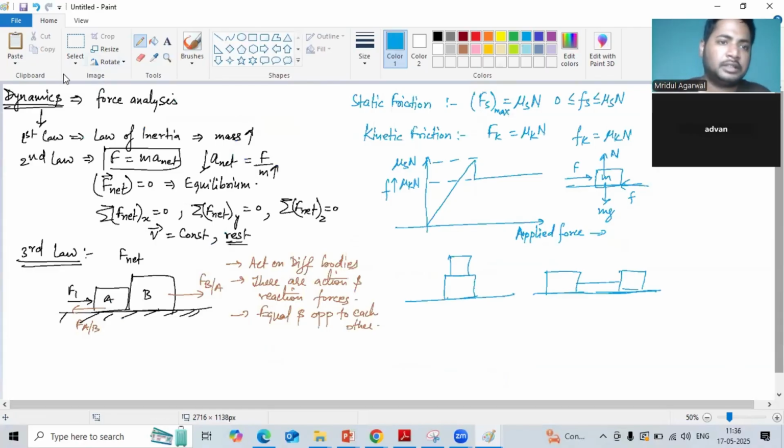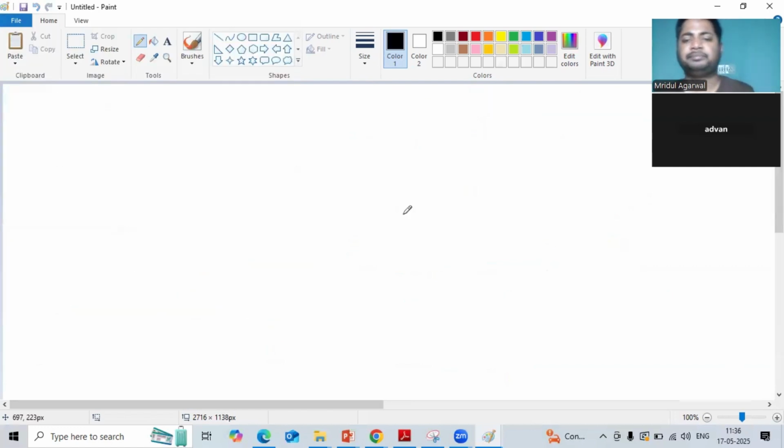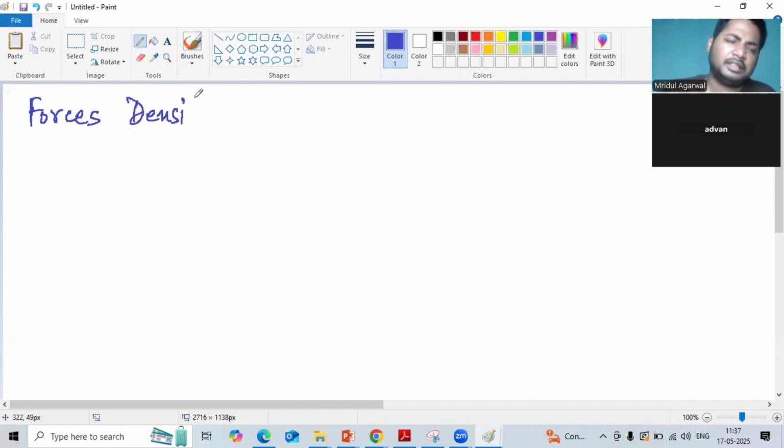The third chapter. Now if you talk about the next chapter, that is forces, density and pressure. So basically we have already talked about forces. Now we'll talk about density and pressure.